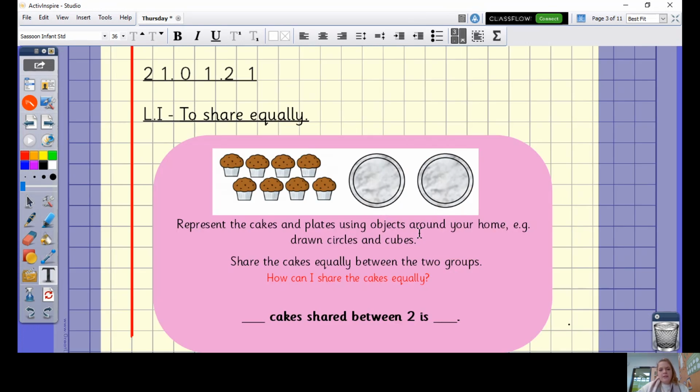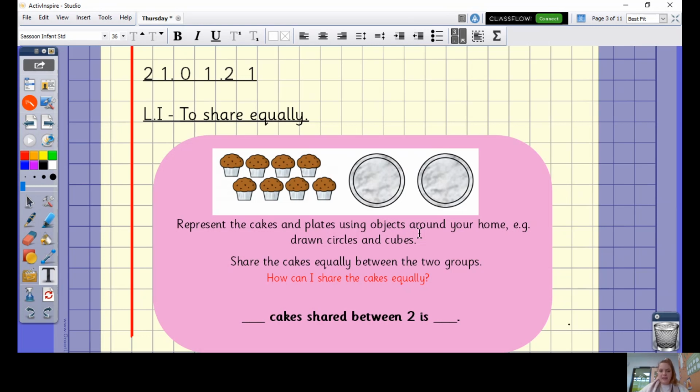So we've got a picture here of some cakes and a picture of some plates. There are 2 plates and there are 8 muffins. Using objects in your home or drawing a picture if you want to, I want you to represent the cakes and the plates. This doesn't have to be cakes and plates. You might want to get 2 plates from your kitchen. You might want to get 2 buckets or 2 bowls. You might want to get 8 teddies or 8 counters or 8 cubes.